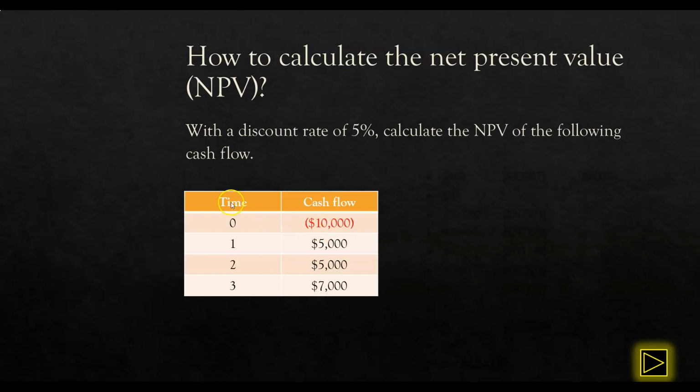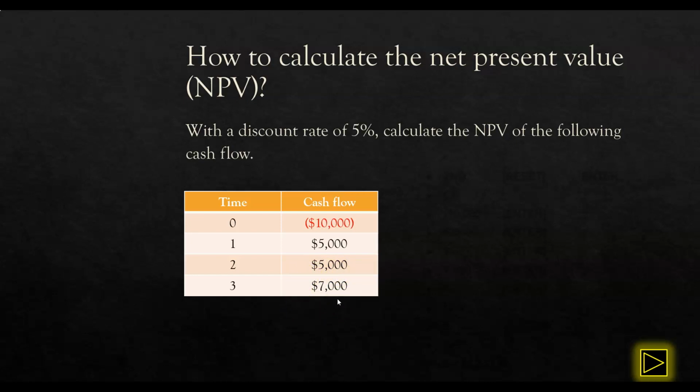At time zero, you're making the investment, and the investment is costing you $10,000. This is typically what we refer to as the cost of investment. And then this investment is going to generate three future cash flows for you. At time one, this is going to generate $5,000. And it's going to generate another $5,000 at time two. And then when it gets to time three, it's going to generate $7,000.